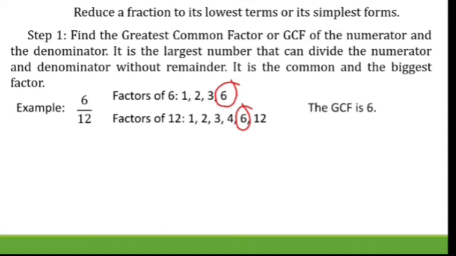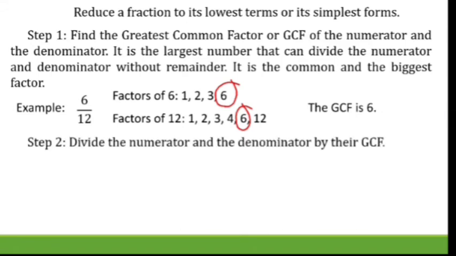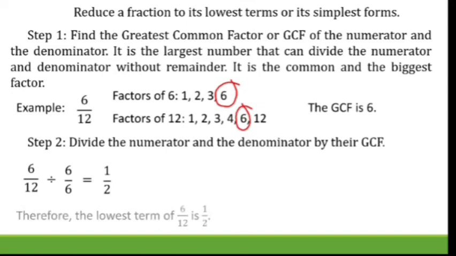So, kapag nakuha na natin GCF, we proceed in second step. Ano yung second step? Divide the numerator and the denominator by their GCF. Ibig sabihin, i-divide na natin yung nakuha nating GCF sa numerator and denominator. Therefore, 6 over 12 divided by 6 over 6. So, 6 divided by 6 is equal to 1. Then, 12 divided by 6 is equal to 2. So, therefore, the lowest term of 6 over 12 is 1/2. So, ganyan lang po mag-reduce a fraction to its lowest term or its simplest form.